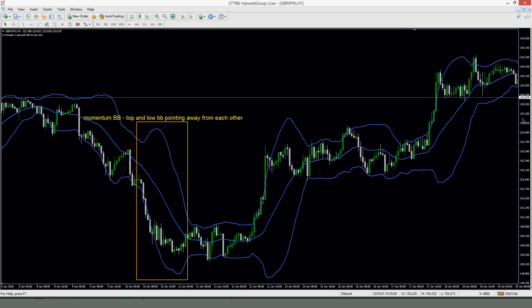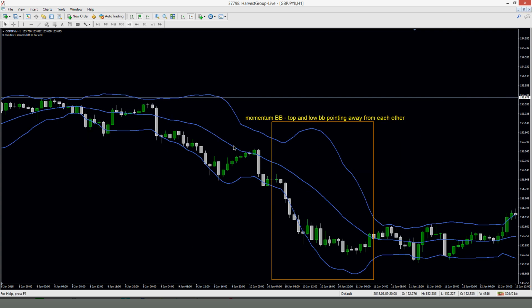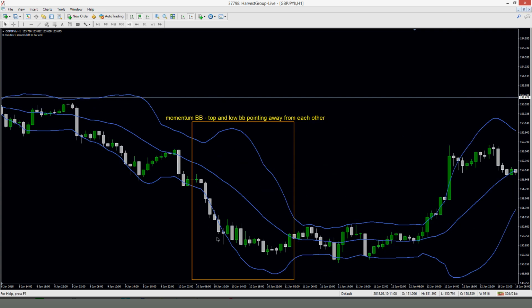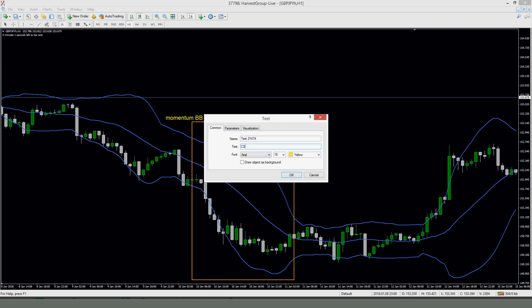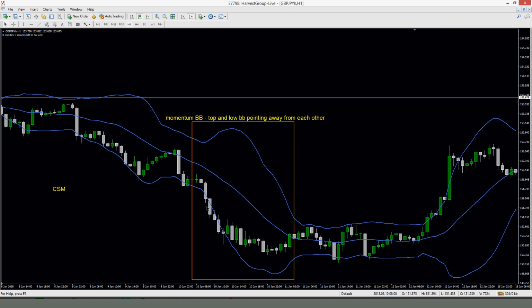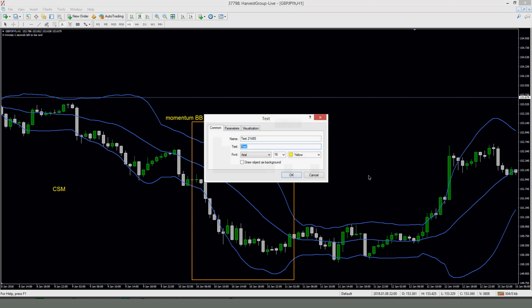In this example over here, we have the low BB pointing downwards and the top BB pointing upwards. And we have what we call a candle that closes outside of the Bollinger Band. This is what we call the CSM. A candlestick momentum, its definition is a candle that closes outside of the Bollinger Band.